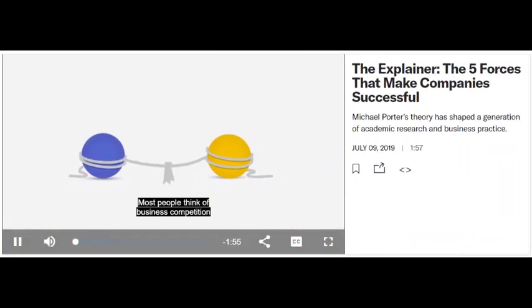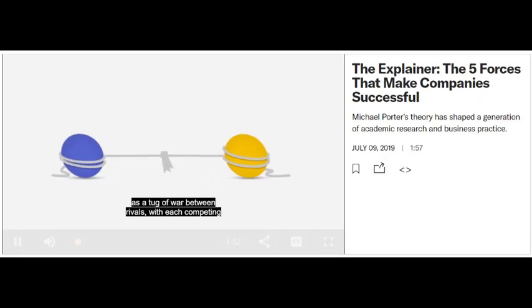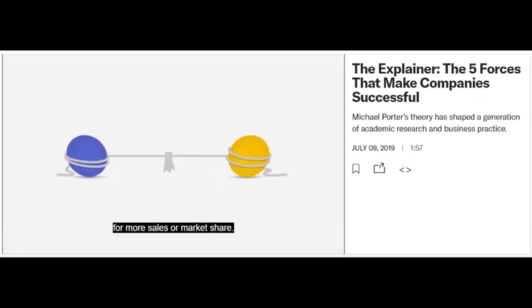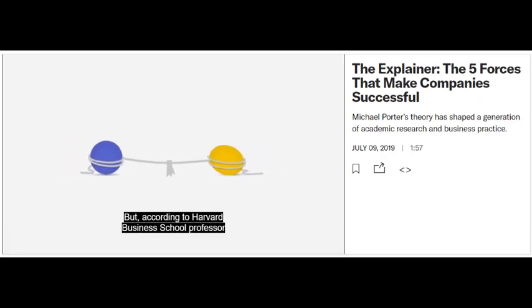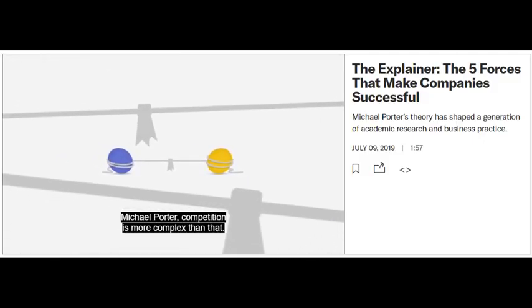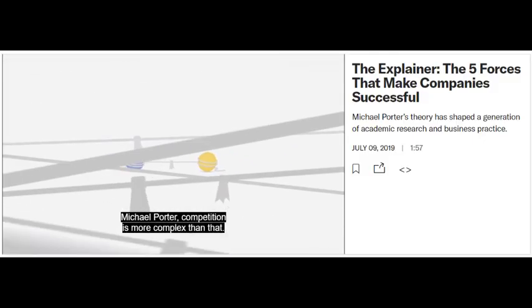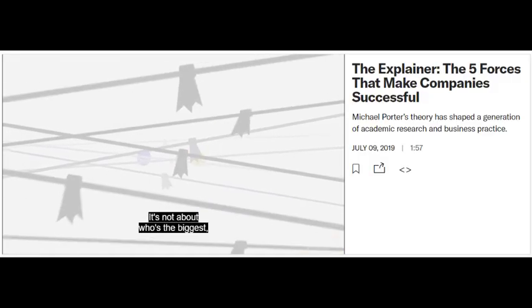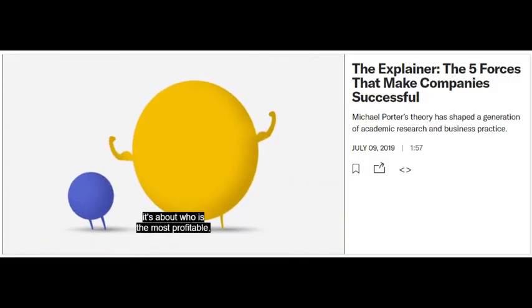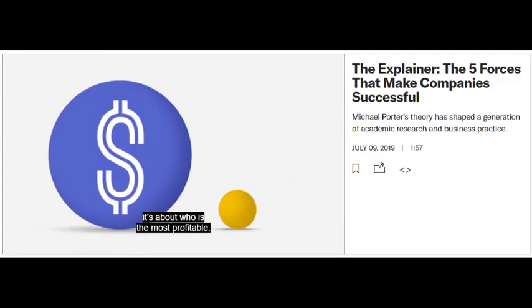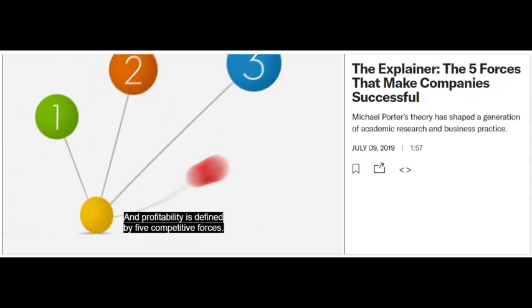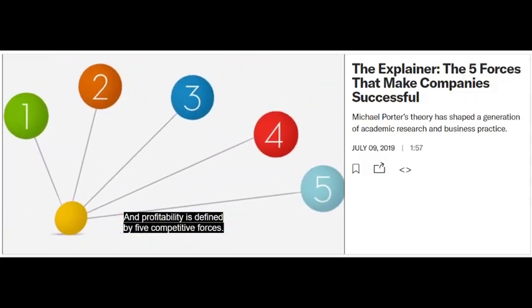Most people think of business competition as a tug of war between rivals, with each competing for more sales or market share. But according to Harvard Business School professor Michael Porter, competition is more complex than that. It's not about who's the biggest. It's about who is the most profitable. And profitability is defined by 5 competitive forces.